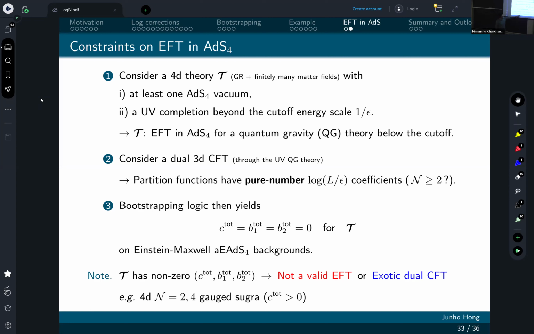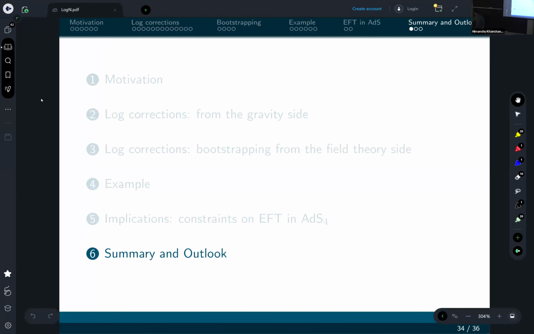And then, for example, for the N=2 gauged supergravity, it has a non-vanishing C coefficient, so you cannot avoid these two classifications. That's one of the core messages I wanted to deliver in this slide. And let me now briefly summarize and provide some future directions.